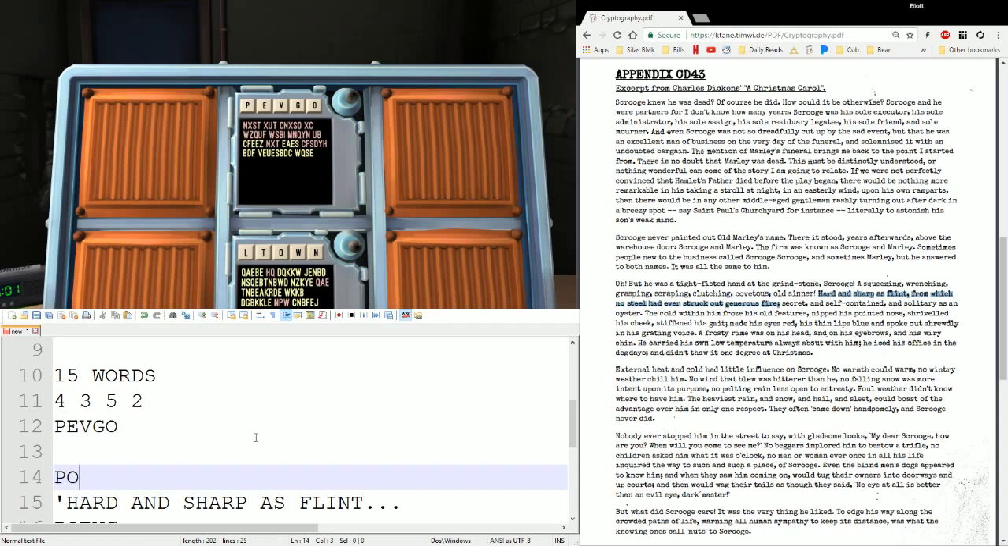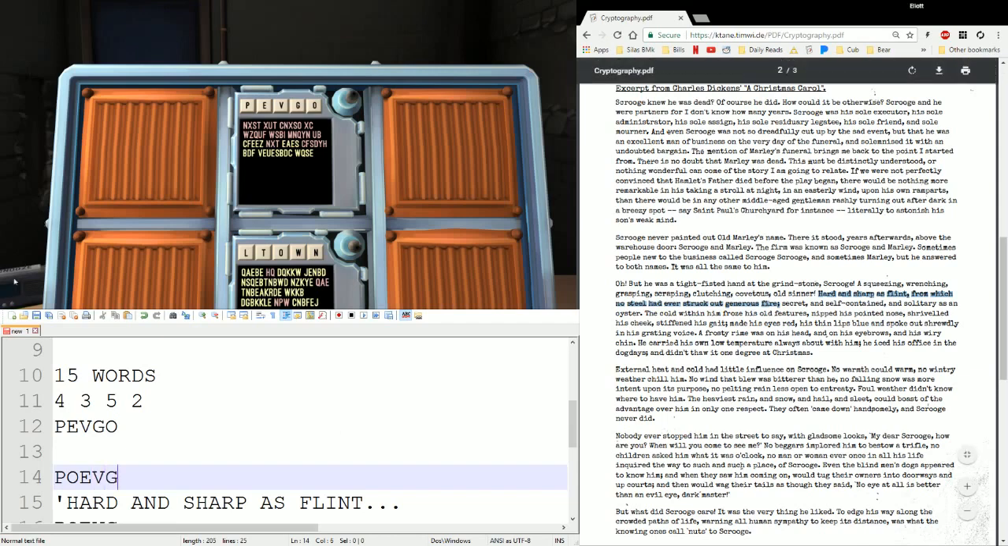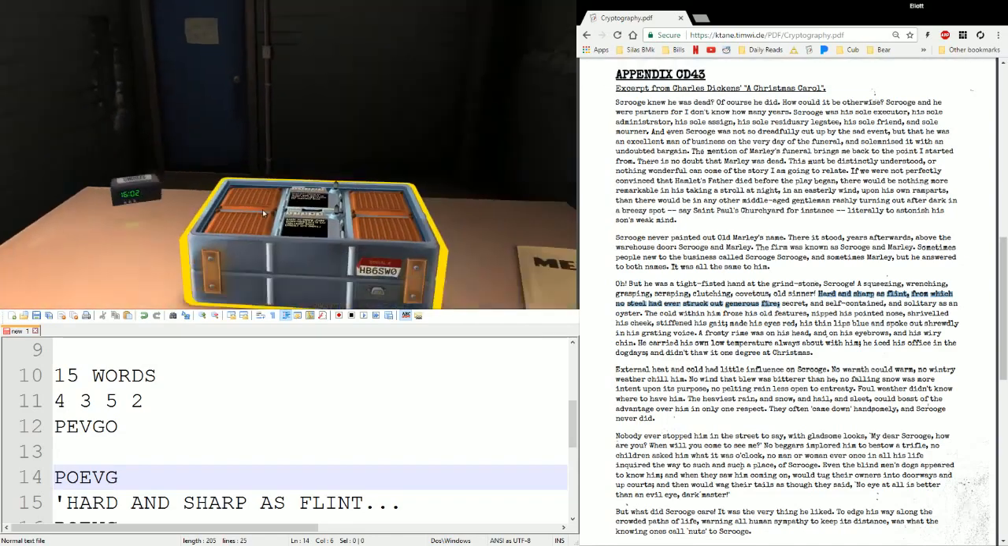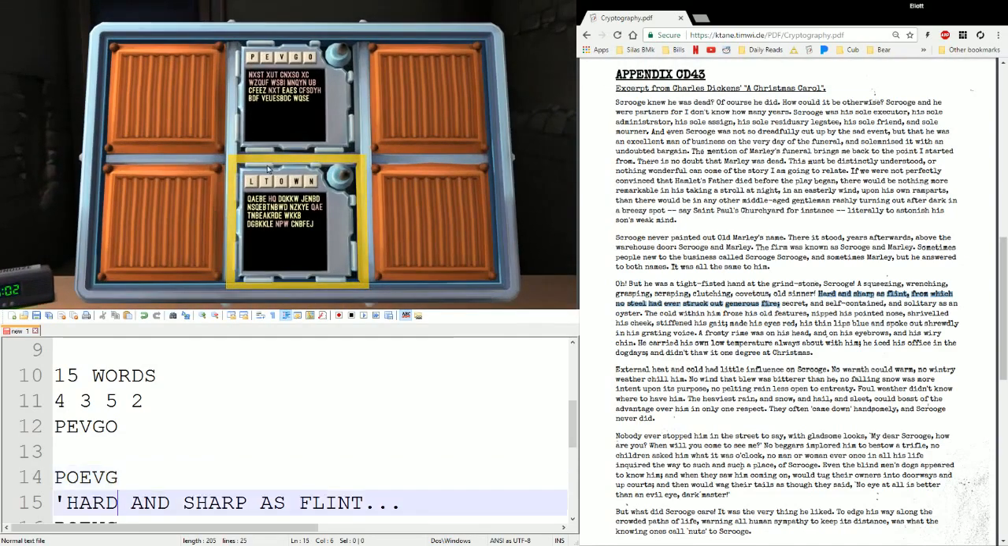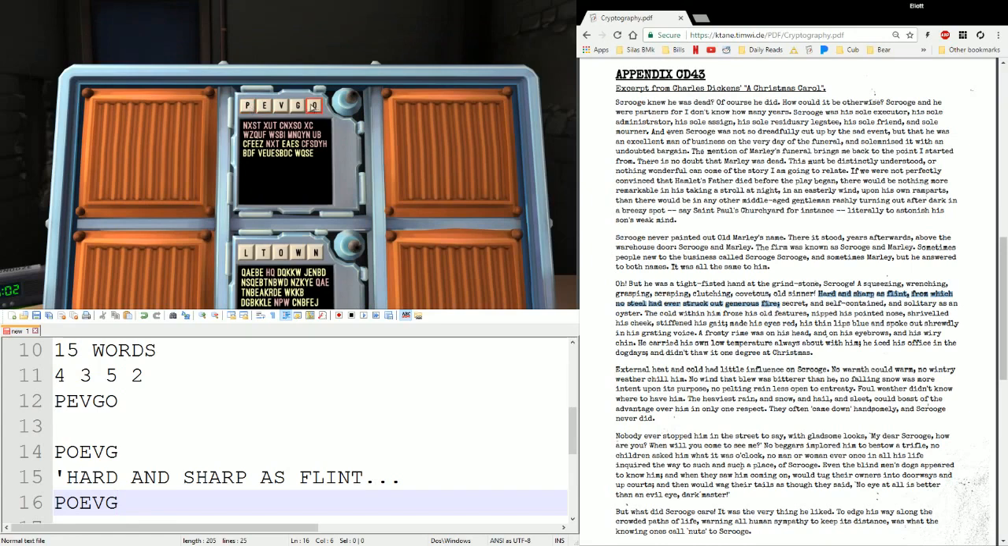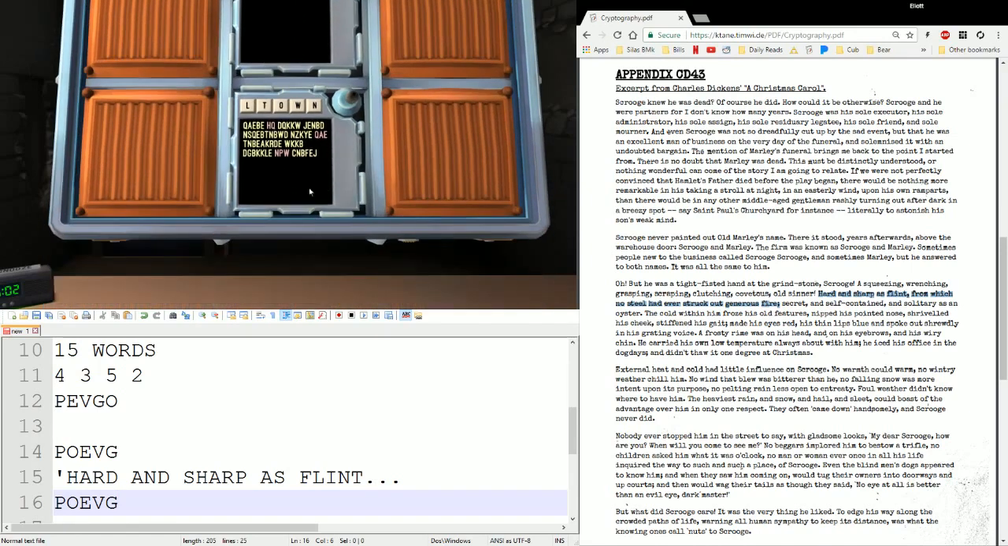From which no steel, E-L. Steel. Need a V and a G. Had ever, V. Struck generous, G. Fire. P-O-E-V-G.